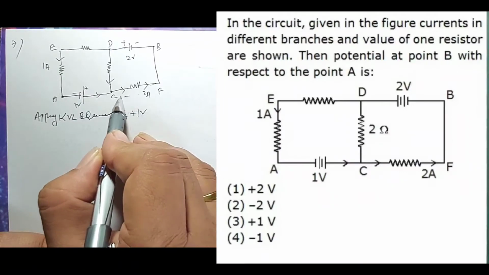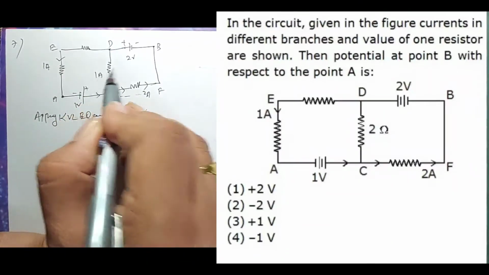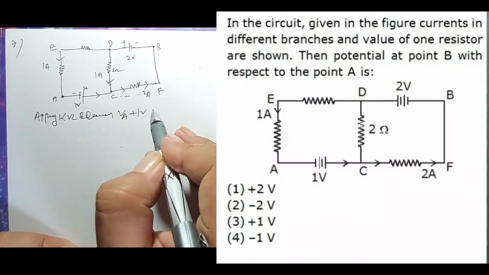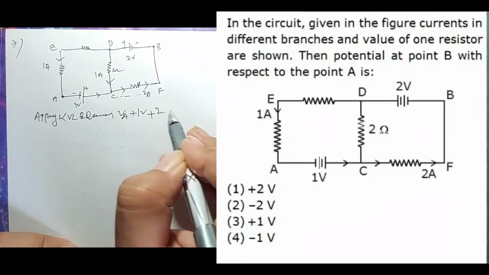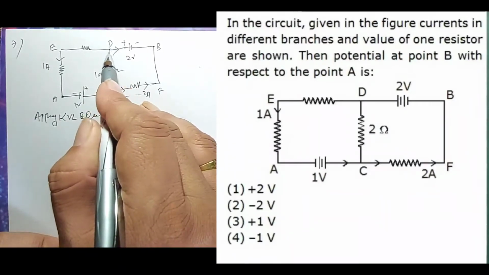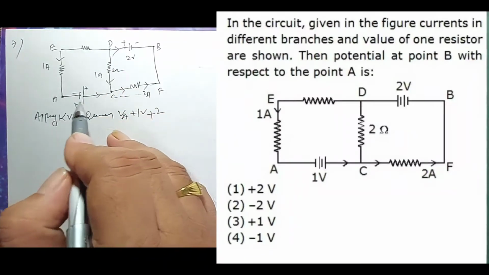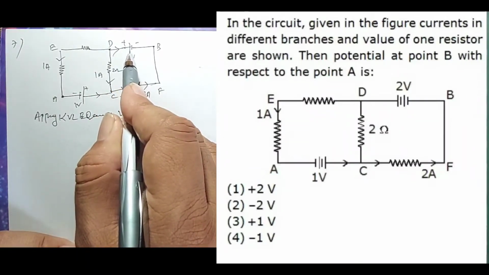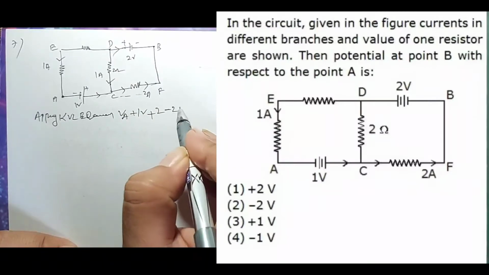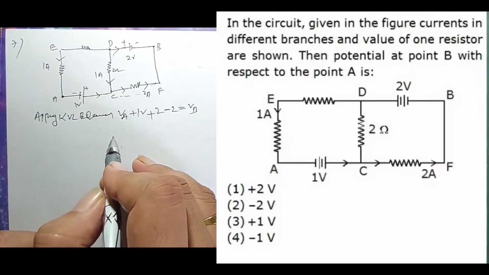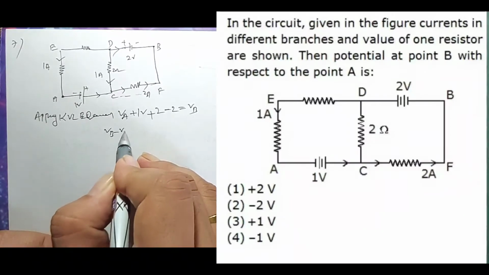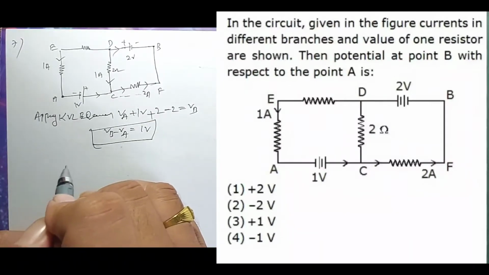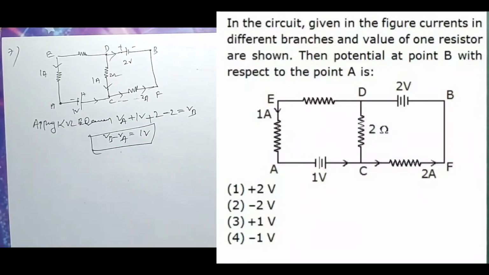Here 2 amperes comes out, and this is also 1 ampere. Here the resistance is 2 ohms. We are going opposite to the direction of current, so that is 2 into 1, 2. So we are choosing this path A, C, D, B. Here we are going inside the battery from positive to negative, so minus 2 is equal to VB. So VB minus VA, the potential of B with respect to A, is equal to 1 volt. So our option is plus 1 volt, option 3.